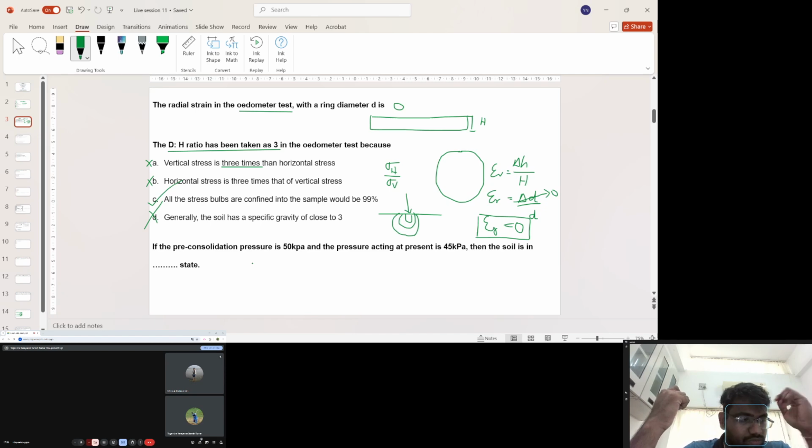Sir, it is in the over consolidation stage. Why? Because due to more pressure in the past, it has more consolidation, and now the pressure is less. Okay. How will you quantify over consolidation or normal consolidation? What is the number we use? What is the ratio we use?